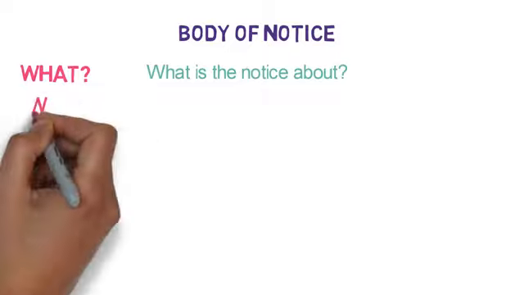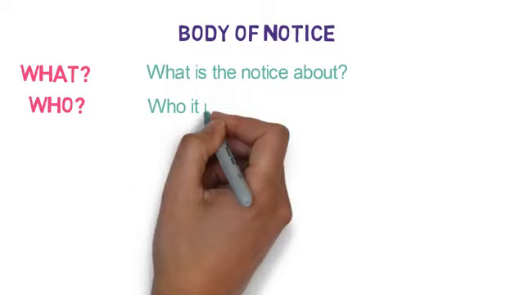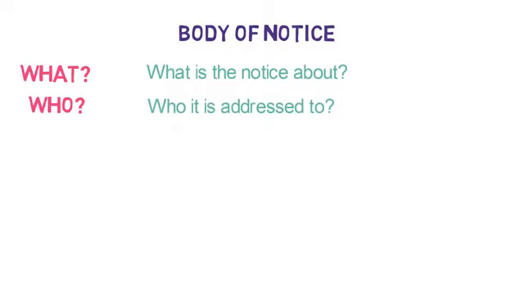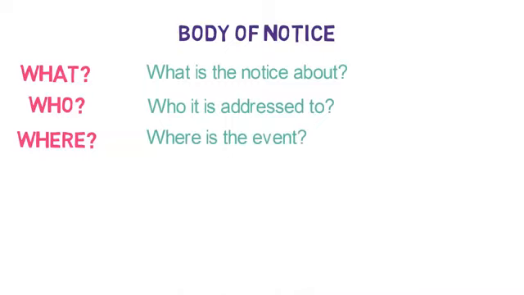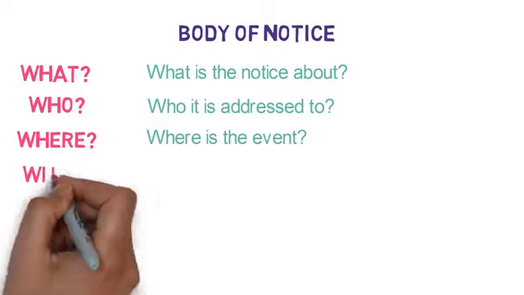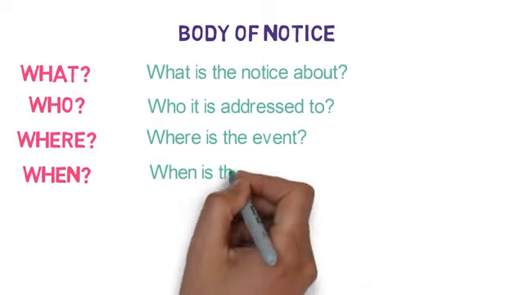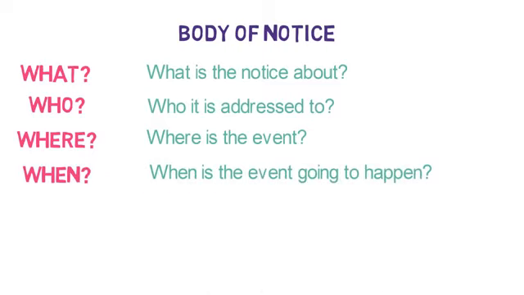Second one is who. This will be who the notice is addressed to. Who all are supposed to adhere to the notice should be clearly mentioned to avoid confusion. Third one is where. If the notice is for an event, then the location of such an event must be clearly written. Fourth one is when. This one is the time and the date of the event or meeting.